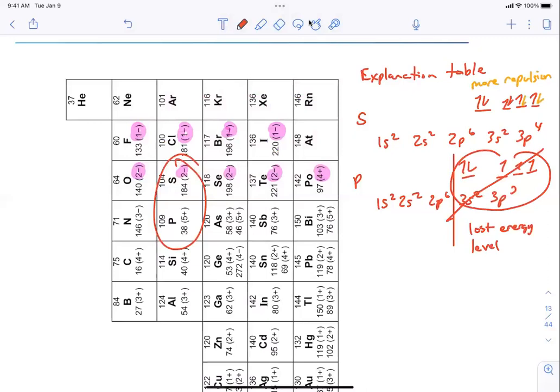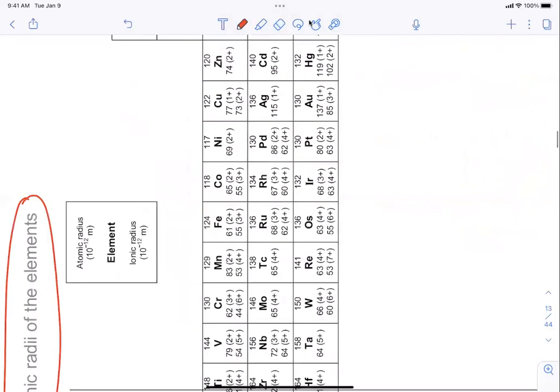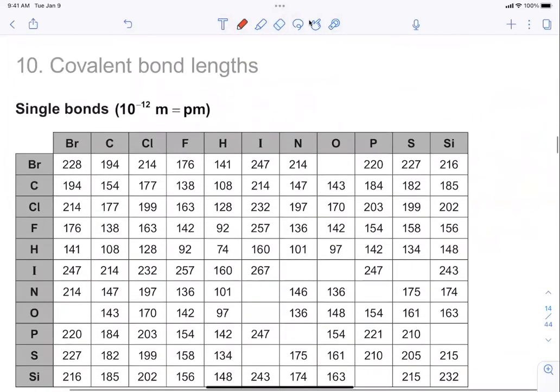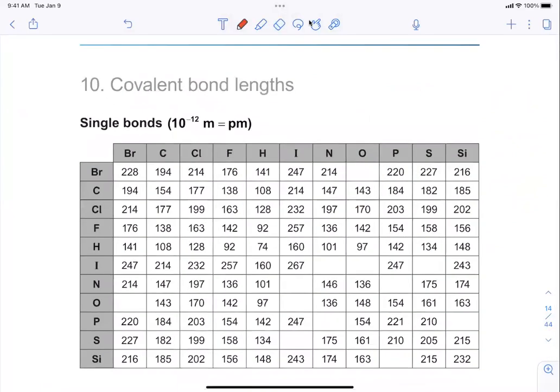Okay. Questions about that? So yeah, this is mostly explanation. Okay, 2 more tables to go. Okay, this one is also another conceptual table for SL and HL. You don't have to calculate anything with bond lengths. It's more about comparing bond lengths and talking about how they compare to each other.